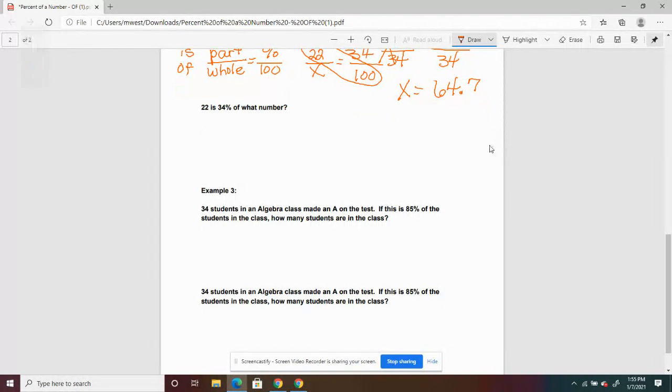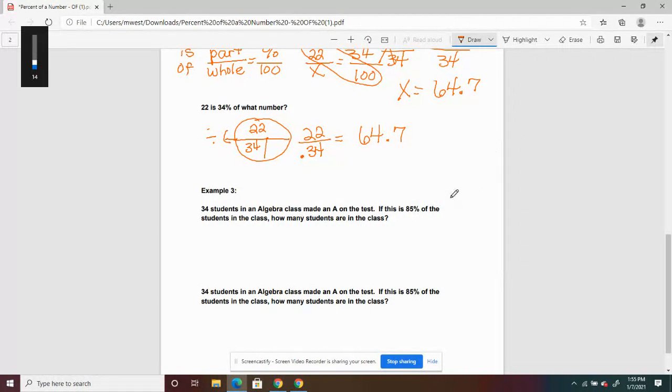See if I can draw a better circle this time. Now, the alternative method that I showed you, yeah, that's a little better. Remember, the part goes in the top, so our part was 22, our percent was 34, and remember that this line right here means to divide. So we have 22 divided by 34%. That means you have to change the percent to a decimal. So it's 0.34. You'd move the decimal 2 places to the left. And 22 divided by 0.34 is also 64.7. You can use either one of those methods or one of your own.